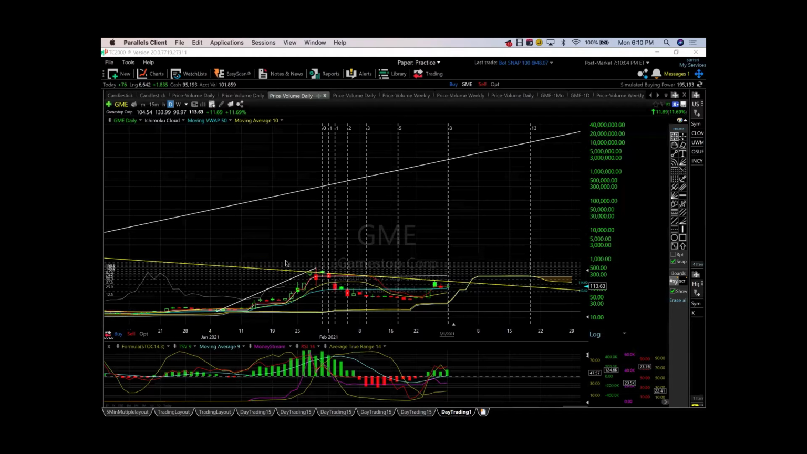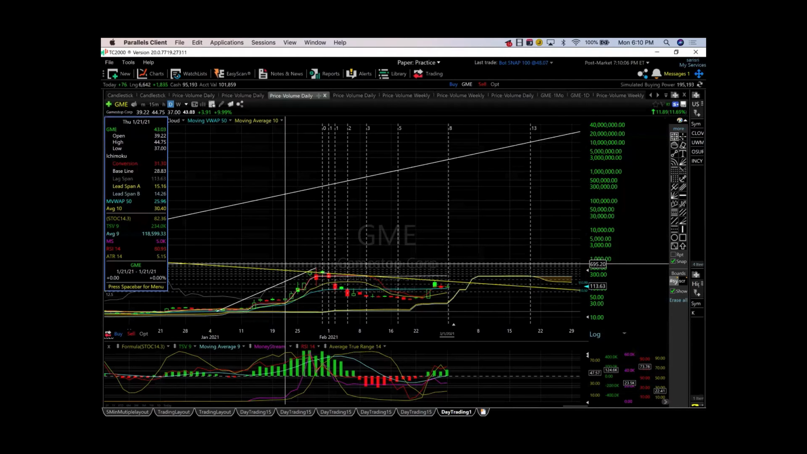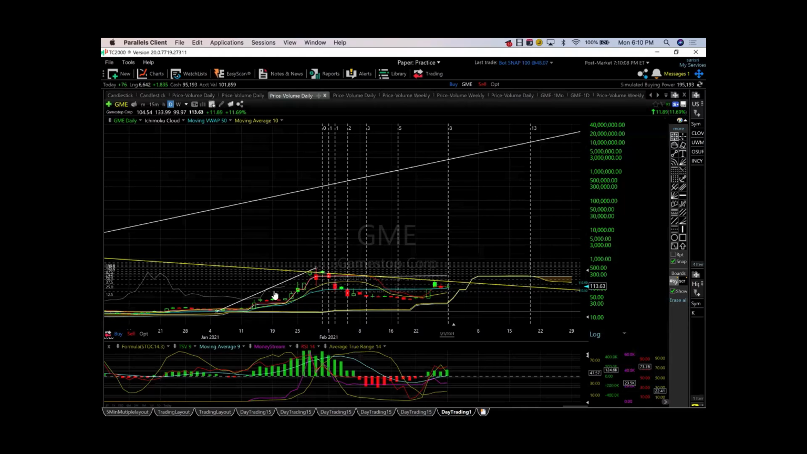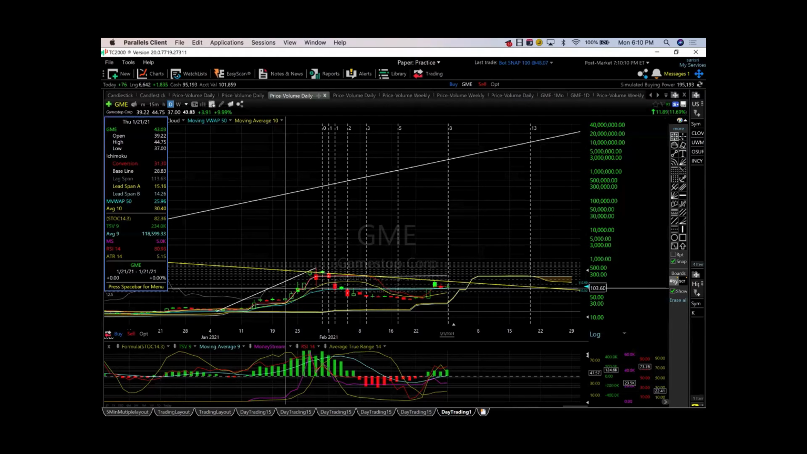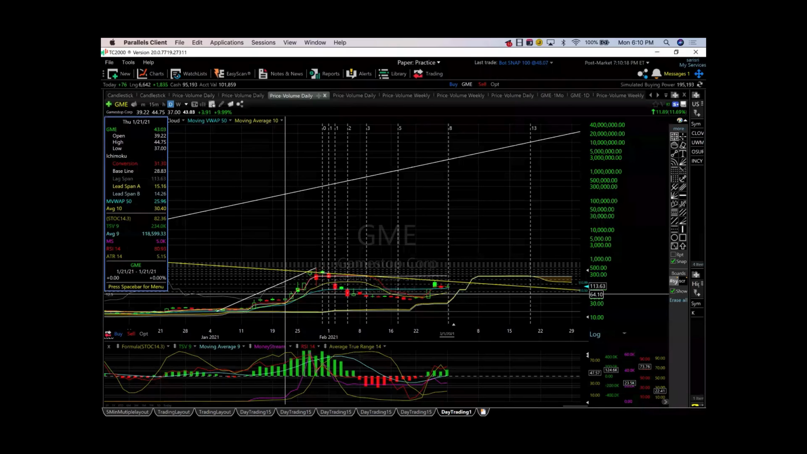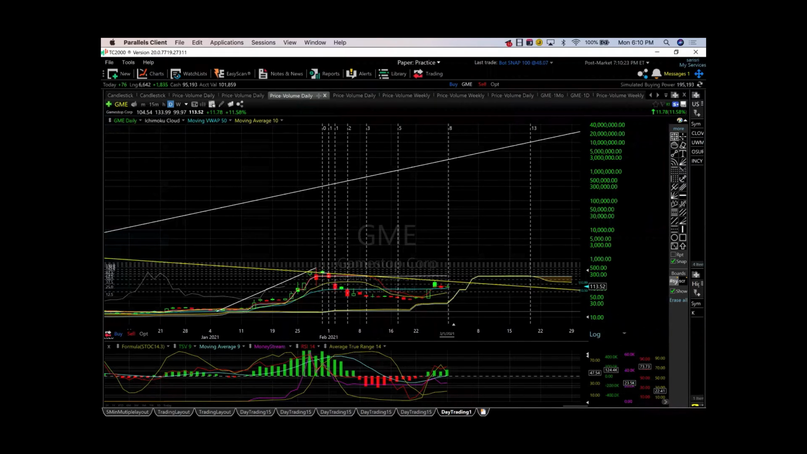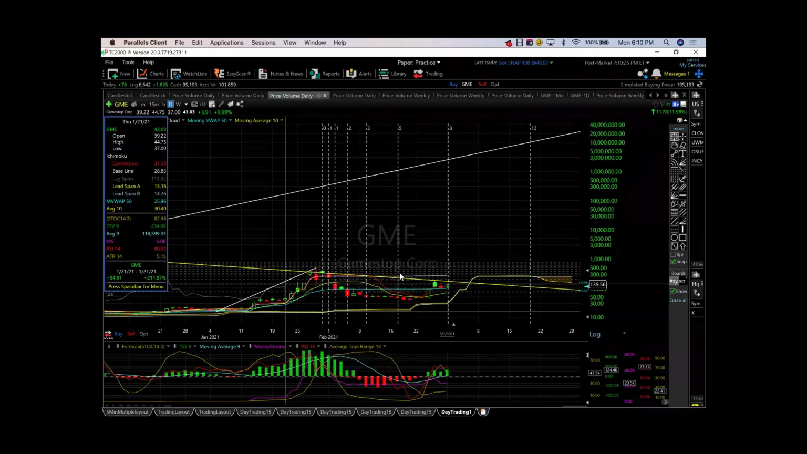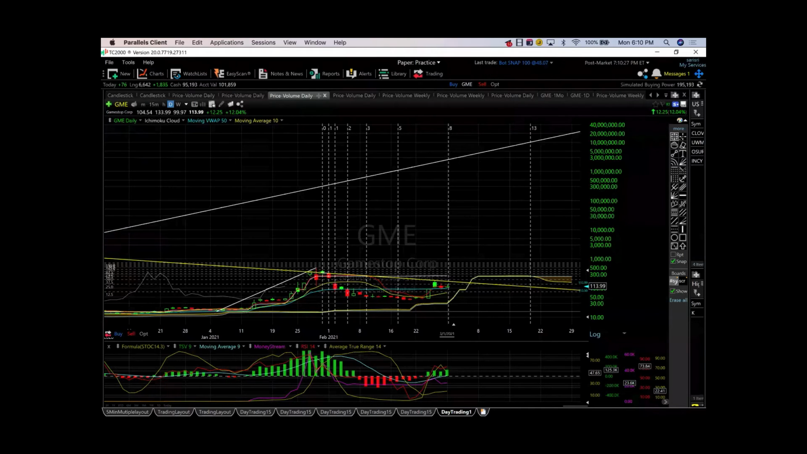So in Ichimoku, there is something called the lagging span. This is this gray line you see here. This is the lagging span. It is 26 bars behind the current price. If this is above the price on that day, then that tells me that the trend is bullish here.